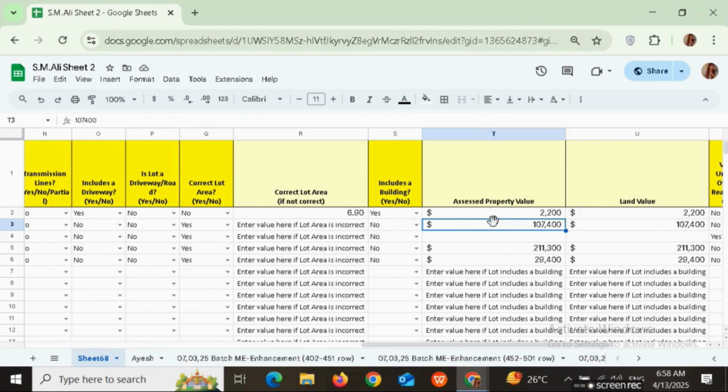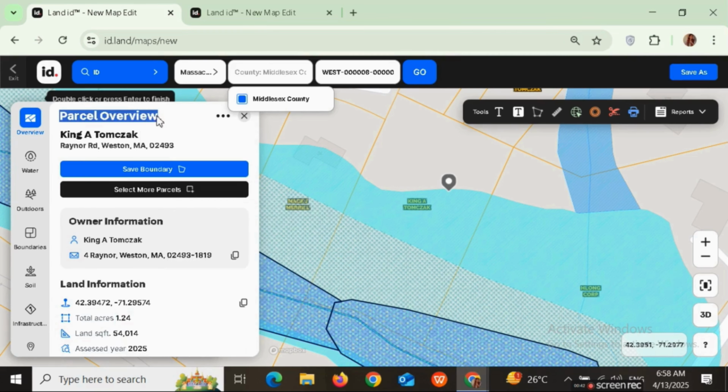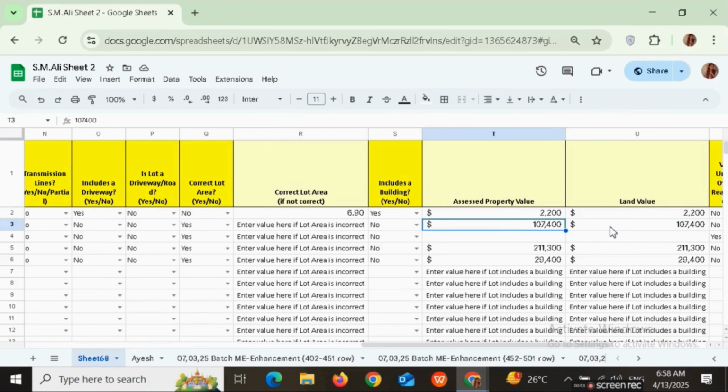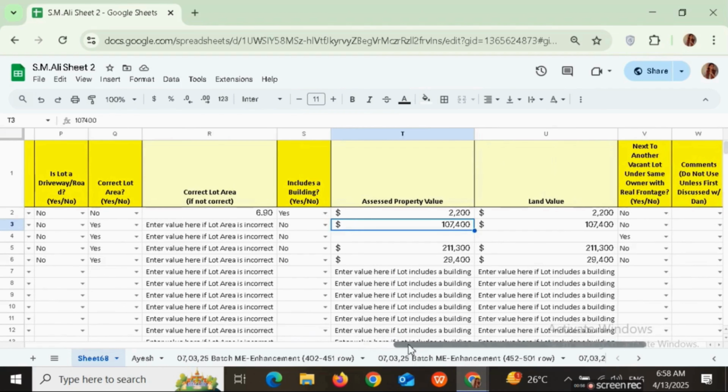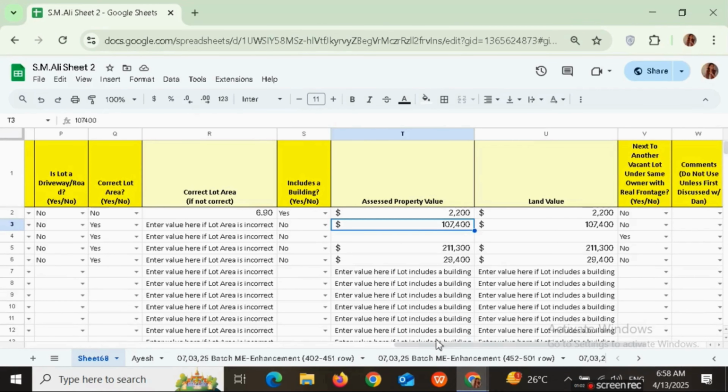Assessed property value, I found in the parcel overview section, and there is a value. I just copied and pasted it here, and land value is also here. I copied and pasted it here.